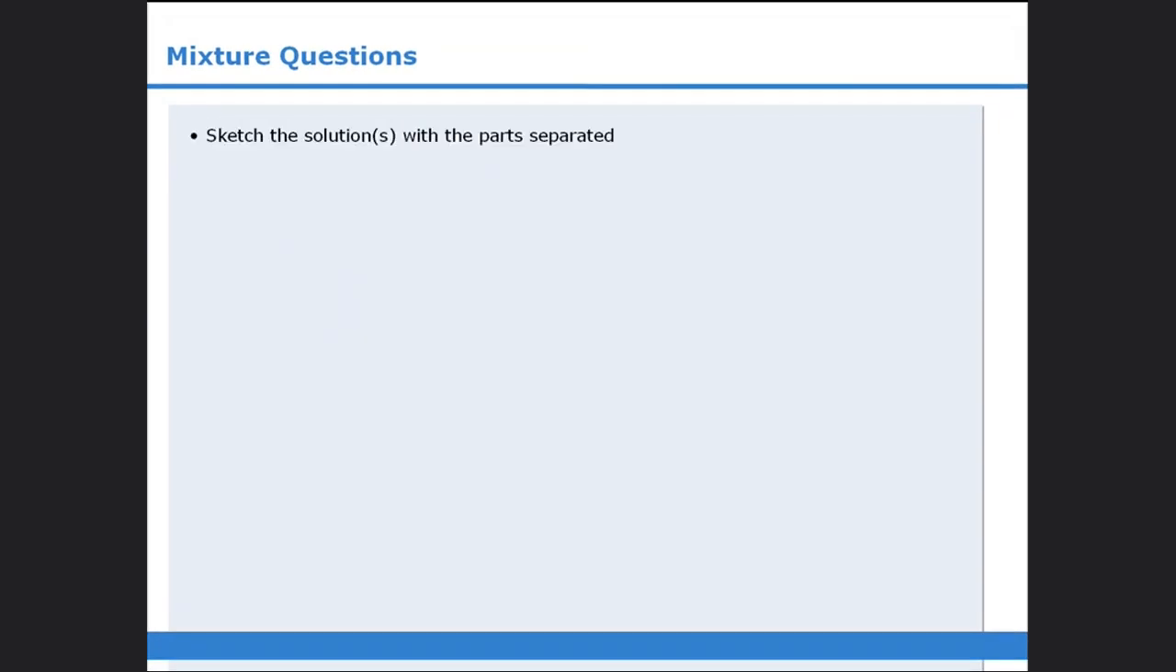In this lesson, we learned to solve mixture problems by first sketching the solutions with the parts separated. Then we combine like parts to better understand the resulting solution.